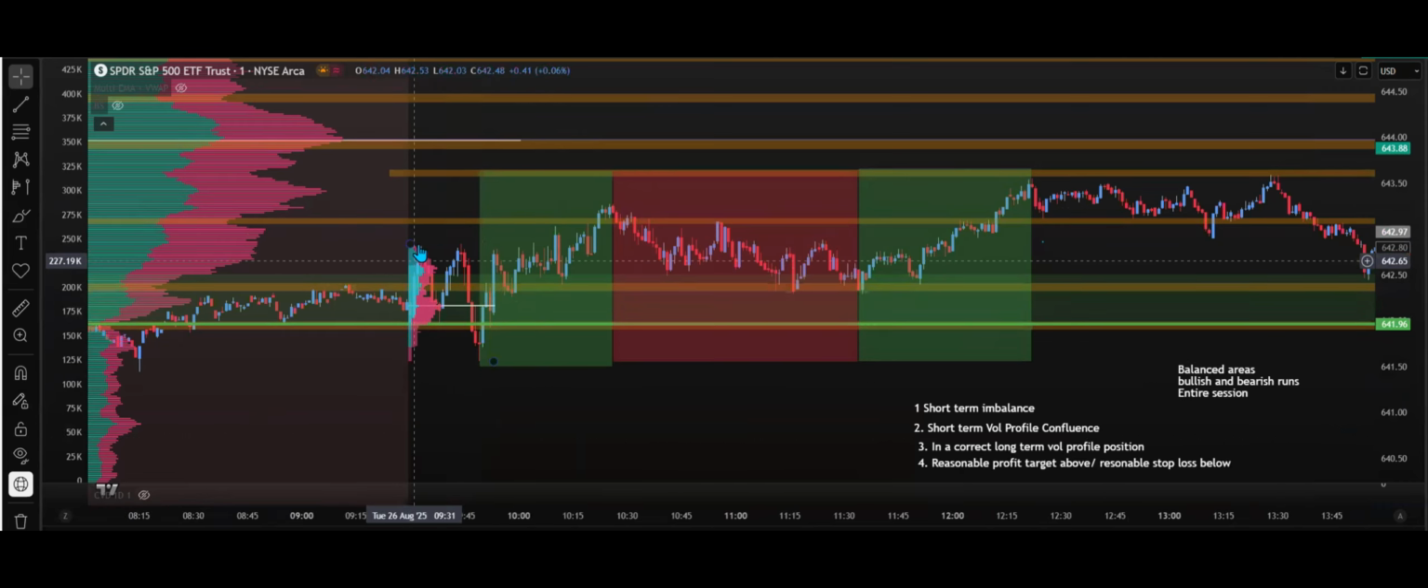Now look, we can see, right? Price is kind of just fluctuating around the point of control so far for the session. And this is the first time that we get a higher low above it. Now, I'm not taking a position here yet. I want to see a point of control retested and held, or a low volume zone retested and held in a position that makes sense for the long-term volume profile.